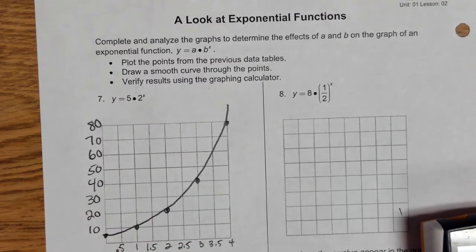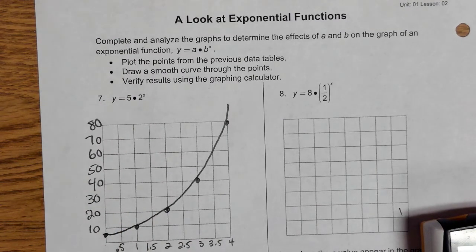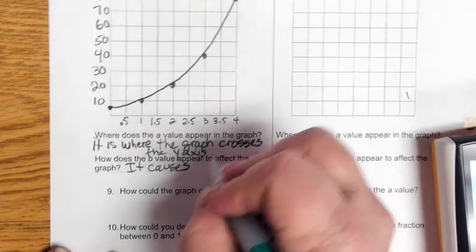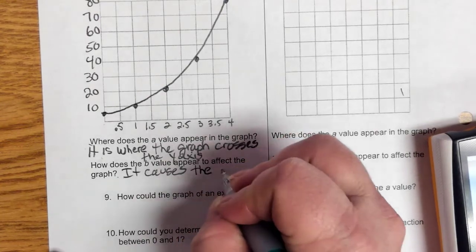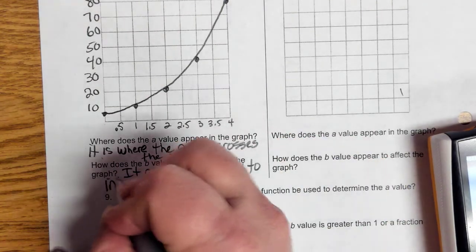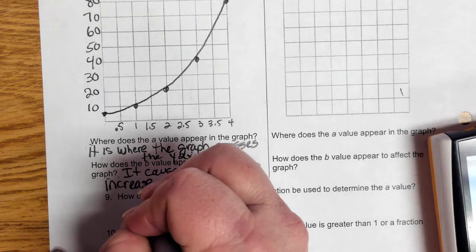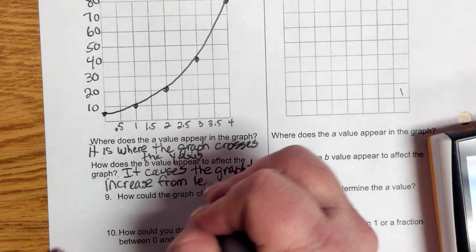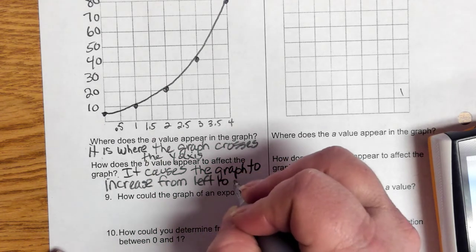Okay. So how does the B value appear to affect the graph? It causes the graph to increase from left to right.